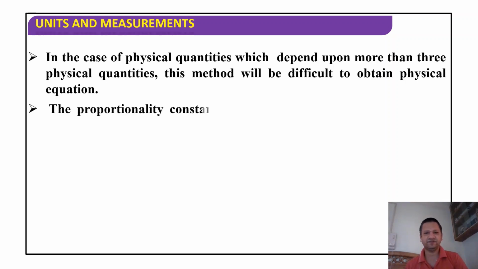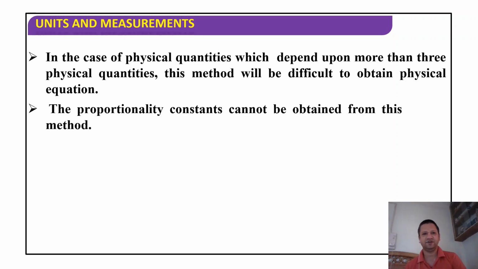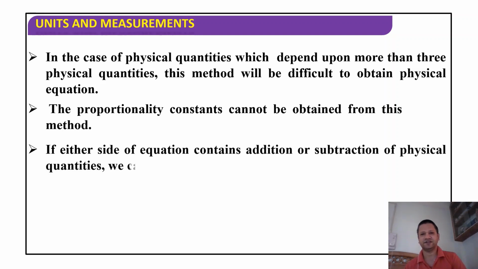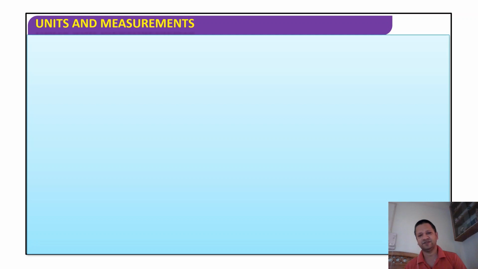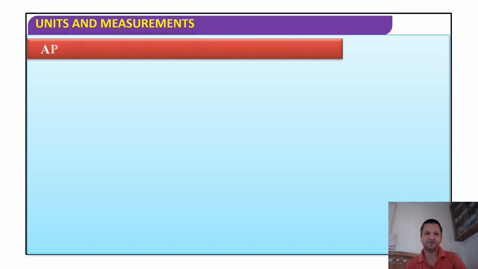In the case of physical quantities which depend upon more than three physical quantities, again there is a restriction and dimension cannot explain. The proportionality constant also has a very important part, and we cannot obtain it by using this method. If either side of the equation contains addition or subtraction, we cannot use this method to obtain the physical equation. So in this way, we have some limitations, some restrictions on the dimension. Numerical numbers do not have any importance. For a constant number we cannot give any application.